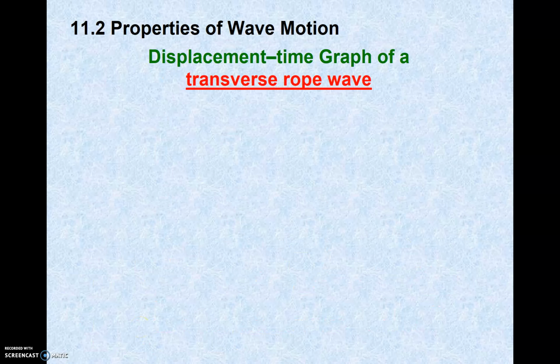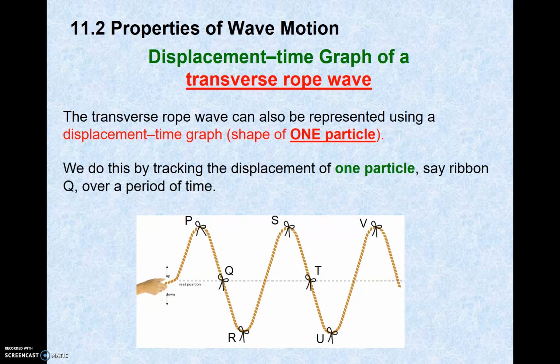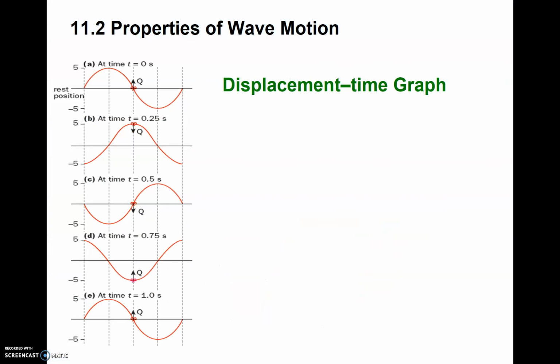The other way of representing the graph is what we call the displacement time graph. Take note, the displacement time graph is a snapshot of a particle, but not just a single snapshot, it's a snapshot of a cycle. So we actually trace the motion of the particle across time. We are looking at multiple snapshots, but of a particle. So how do we look at it? Let's look at it in detail.